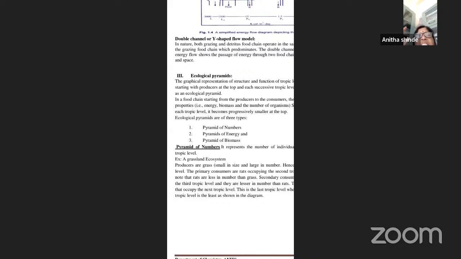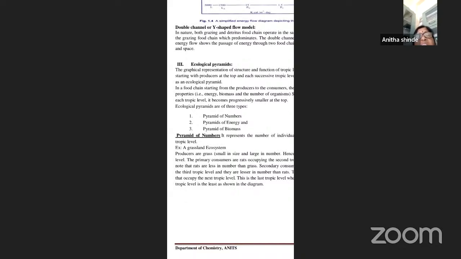So an ecological pyramid is nothing but a graphical representation of the structure and the function of the trophic levels, starting with the producers at the base and each successive trophic level forming the apex. They have talked about three different types of ecological pyramid: pyramid of numbers, pyramid of energy, and pyramid of biomass.